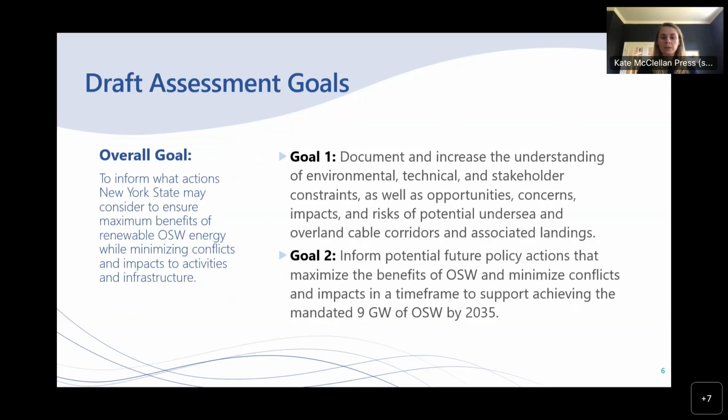And the broader goals of this assessment, again, are to document and increase the understanding of potential constraints to offshore wind cables, both undersea and overland. This includes environmental, technical, and social constraints, as well as ways to mitigate risks and impacts. And then lastly, this assessment will inform potential future policy actions to help achieve the mandated 9 gigawatts of offshore wind by 2035.